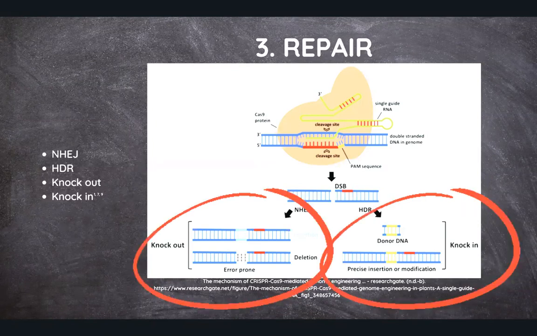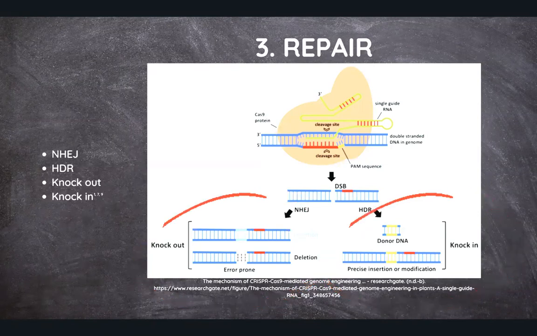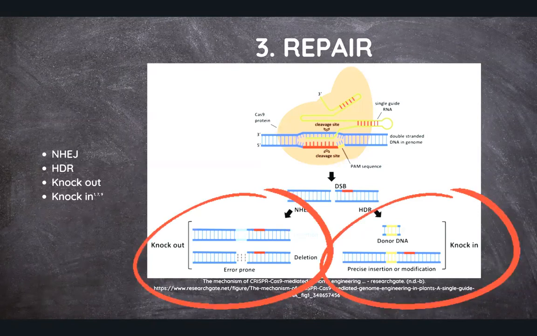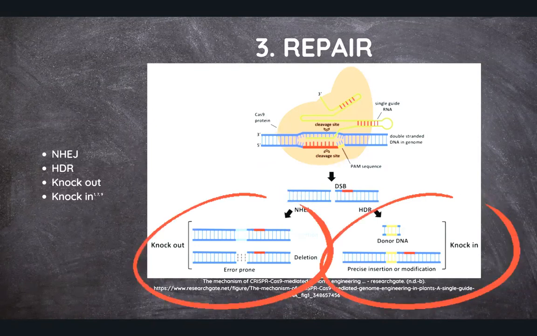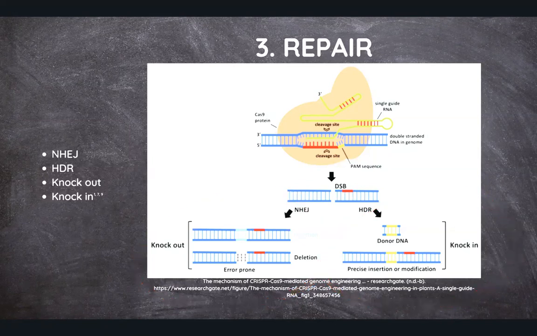On the other hand, HDR requires a homologous DNA template, but it is a precise way to insert a new fragment of DNA into the cleavage site, creating a knock-in. For CRISPR-Cas9, large amounts of these homologous DNA fragments are needed to perform a precise insertion or replacement at these DSBs. This process helps eliminate the errors produced during NHEJ.